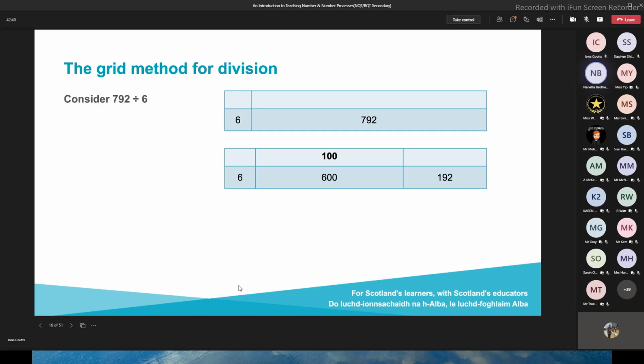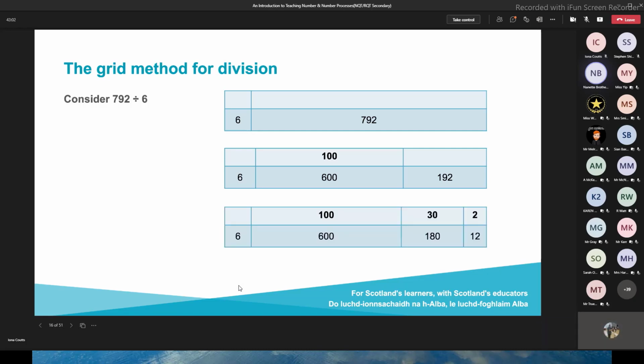The answer is 1. So the first part of the quotient is 100, or a 1 in the hundreds column. And then we're left with 192. We don't just have a remainder of 1 as we would have had using that standard method. We have 192 left. So then we ask, how many 60s are there in 192? And the answer is 3.